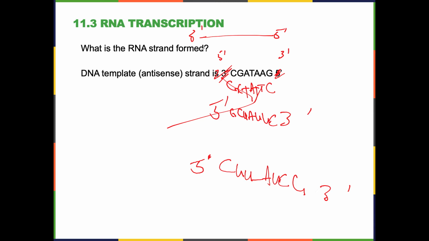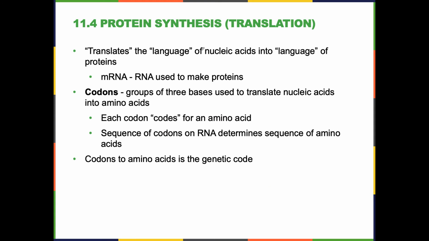Okay, so now we've made our transcript. Now this RNA intermediate is going to be used to make our protein, right? What is the process of protein synthesis called? Those of you who said translation, correct, because we're going to translate the language of nucleic acids into the language of proteins, right? The RNA used to make proteins is called mRNA, and the m stands for messenger. Notice it's a little lowercase m, right? We have different types of RNA, which we'll talk about very soon. The transcript used to make proteins is called messenger RNA or mRNA.